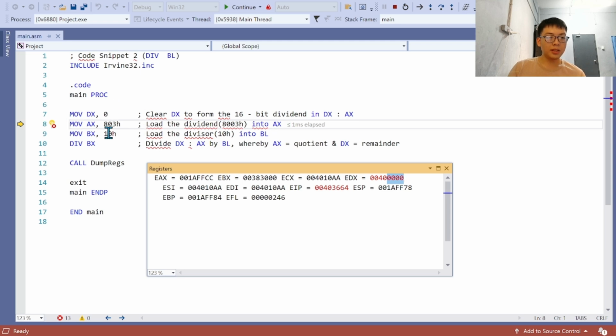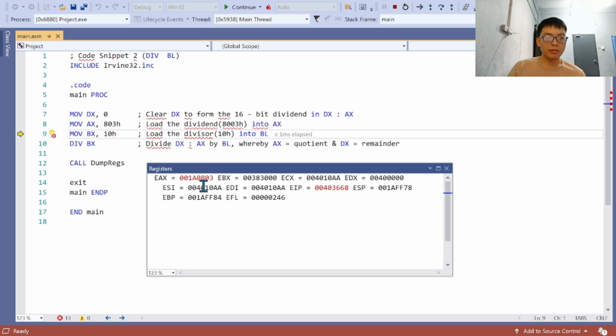And this time move the 803 in hexadecimal into AX. After execute this line, the AX becomes 0803. And this line moves the 10 in hexadecimal to BX. After execute this line, the BX becomes 0010.